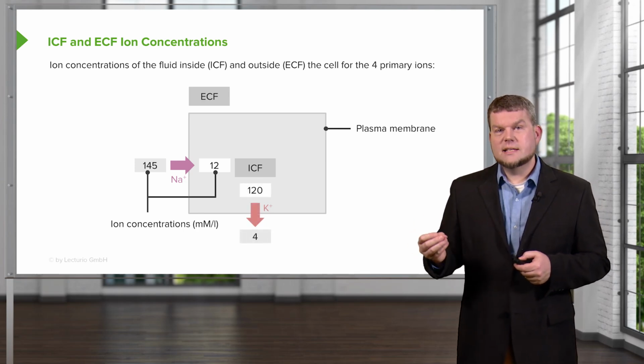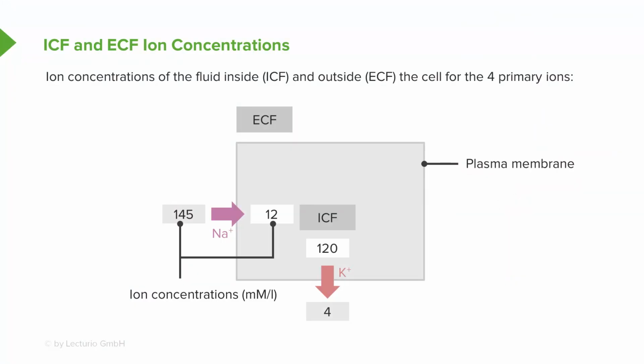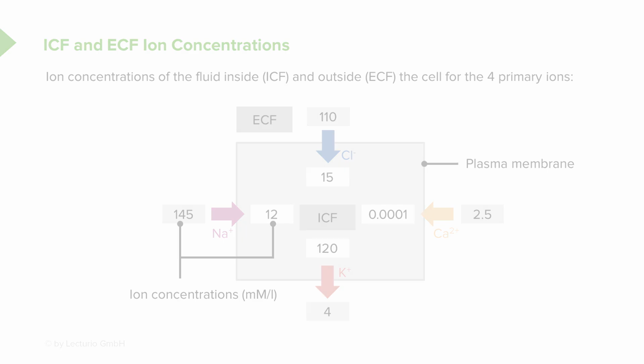If we look at potassium, it is high within the cell, about 120 millimole versus 4 on the outside. Calcium looks to be low on both sides, but in actuality, the extracellular fluid has more calcium in it than the intracellular fluid. Intracellular fluid has almost no free calcium. And finally, we have chloride, which is high on the outside of the cell and low on the inside.